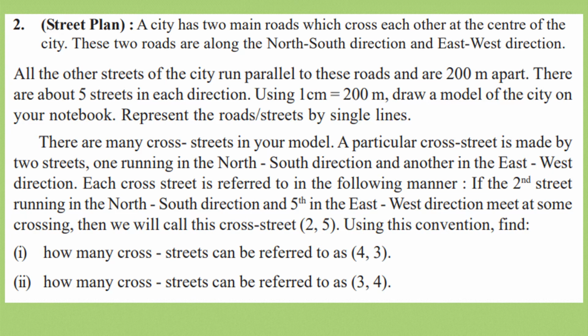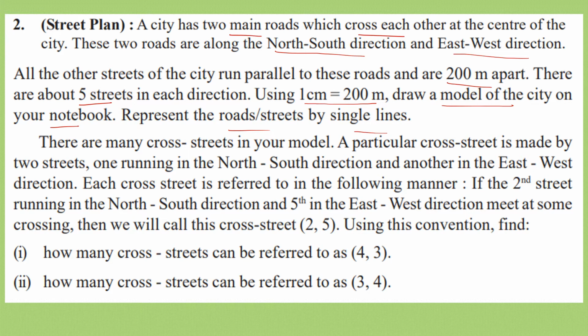Now let's see question number 2. The question number 2 is very lengthy but it's a very short question. Question: a street plan is given. A city has two main roads which cross each other at the center of the city. These two roads are along the north-south direction and east-west direction. All the other streets of the city run parallel to these roads and are 200 meter apart. There are about 5 streets in each direction. So using the scale 1 centimeter is equal to 200 meter, we have to draw a model of the city in your notebook, and represent the roads or streets by single lines.